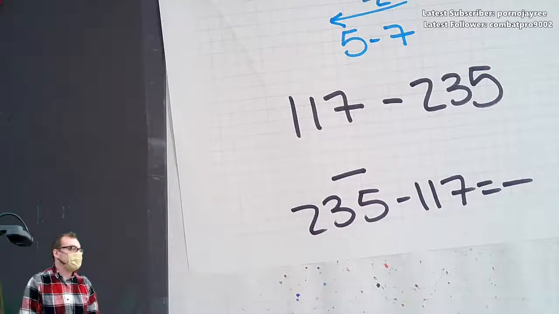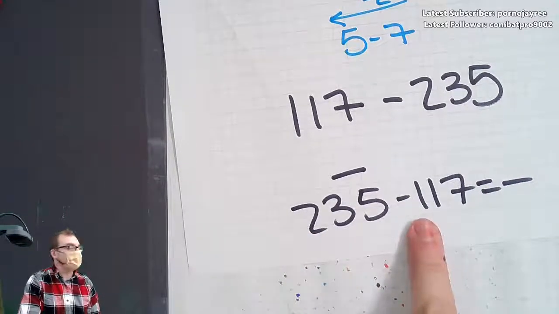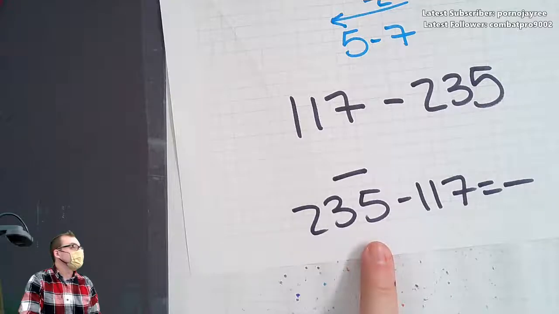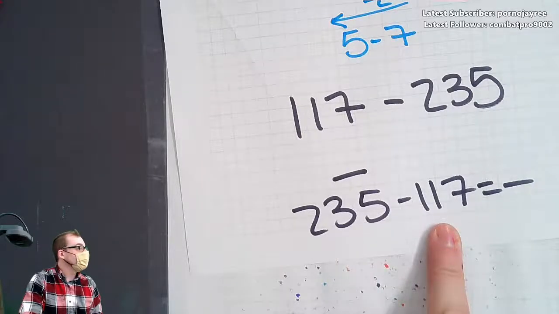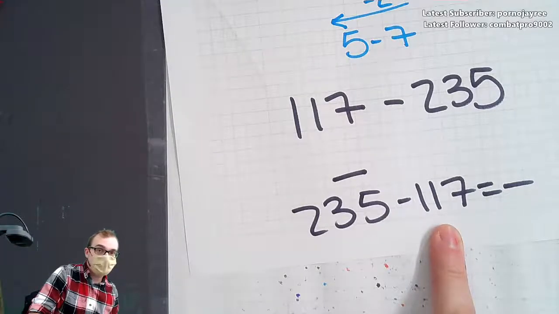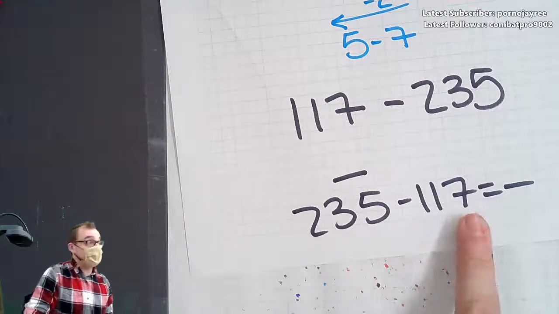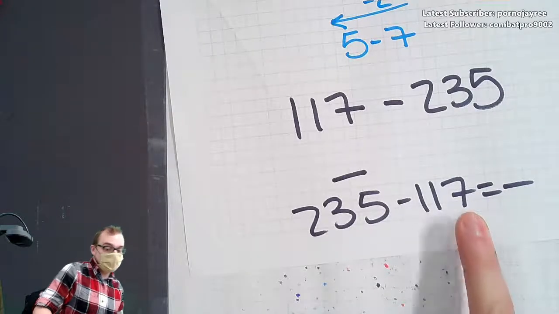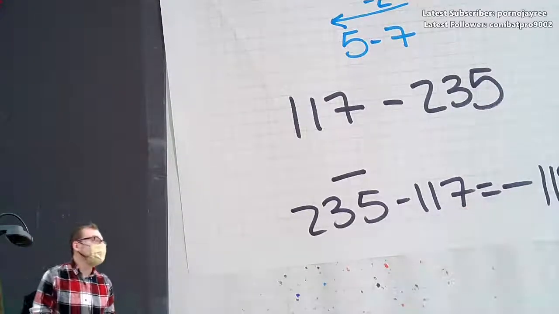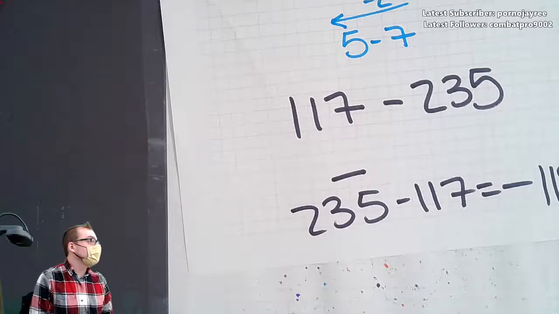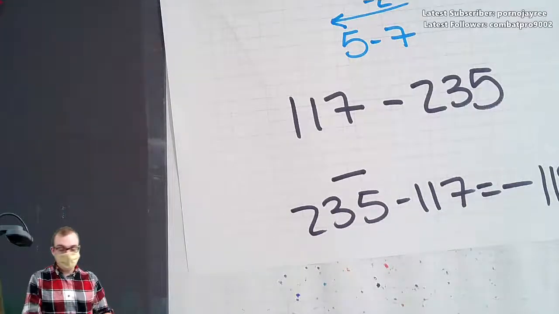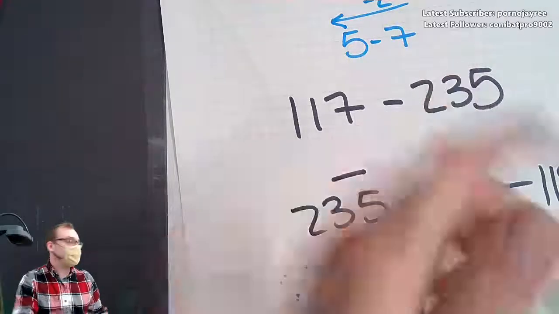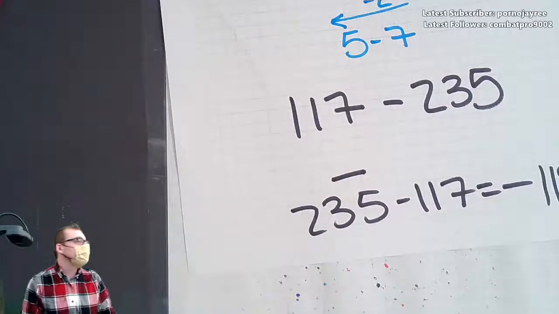235 minus 117. How might you do that? Well, maybe you subtract 100 first. We're now at 135. 135 minus 10. 125. 125 minus 5, and then minus 2. 118. So I broke that down by place value. That's another way to think about subtraction. And again, I know it's negative because I was supposed to be heading to the left.